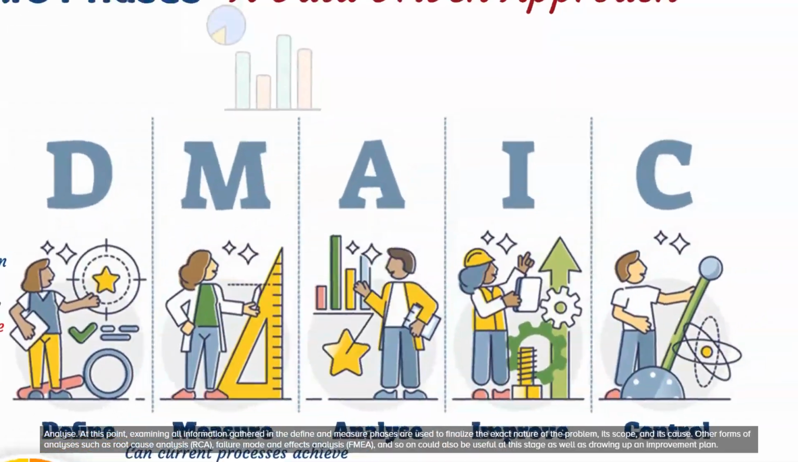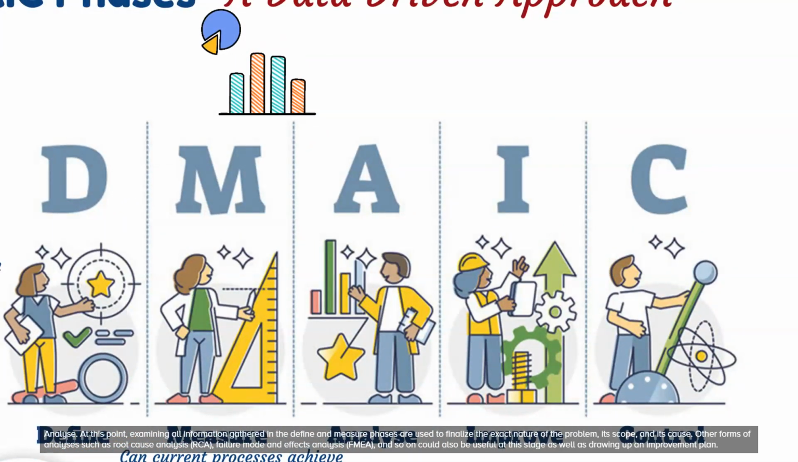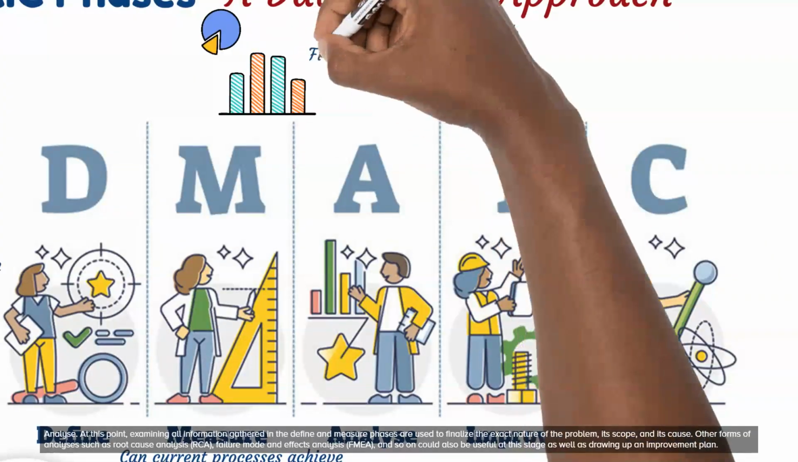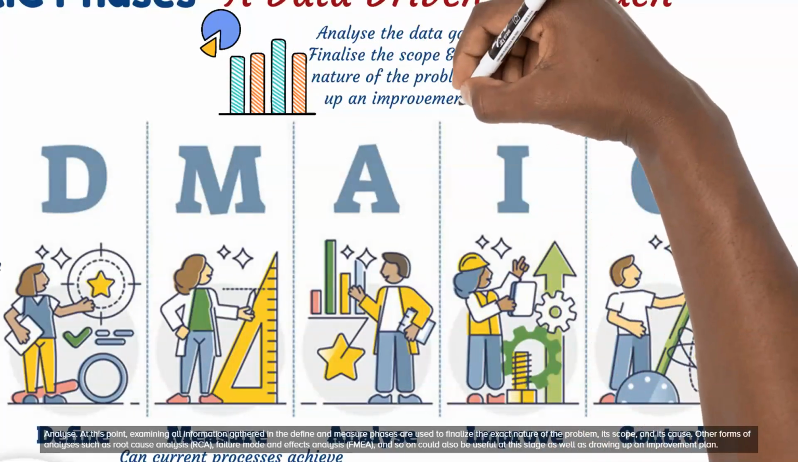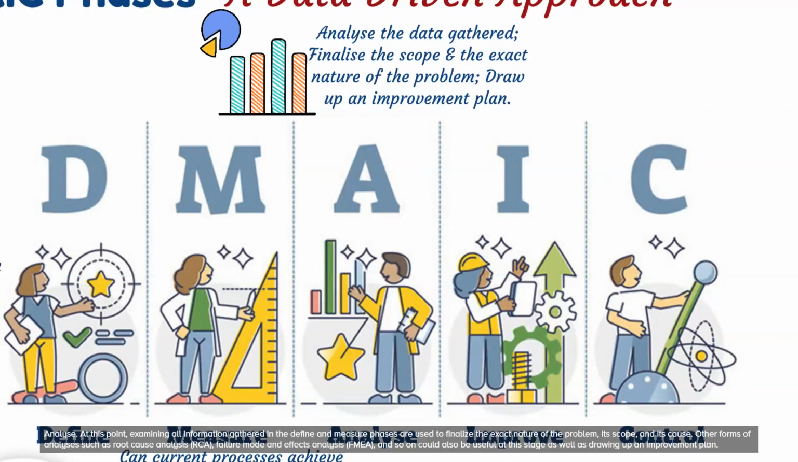Analyze. At this point, examining all information gathered in the define and measure phases is used to finalize the exact nature of the problem, its scope, and its cause. Other forms of analyses such as the root cause analysis, the failure mode and effects analysis, and so on could also be useful at this stage, as well as drawing up an improvement plan.